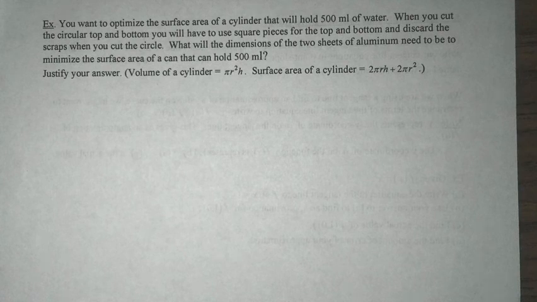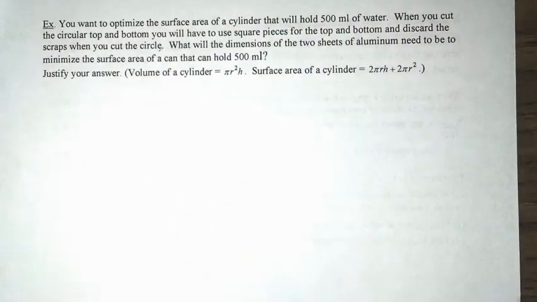For this problem, what we have is we want to optimize the surface area of a cylinder that will hold 500 milliliters of water. With a circular top and bottom, you will have to use square pieces for the top and bottom and discard the scraps when you cut the circle. So at this point, you are like, what in the world is this? Okay, so I'm going to stop here and draw my situation.